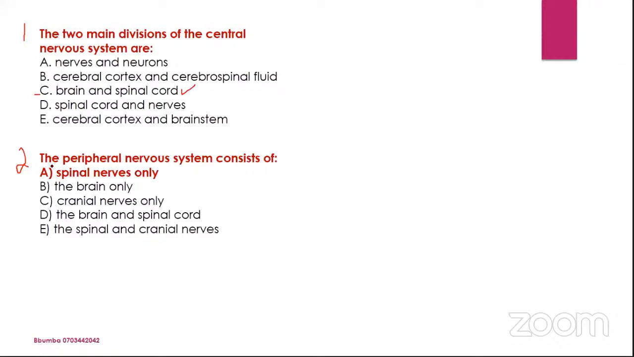So the two main divisions of the central nervous system are the brain and spinal cord. Then the peripheral nervous system consists of... I forgot to make it unbold, but I don't want to say that it's a correct answer. You may first tell me what you think it is.